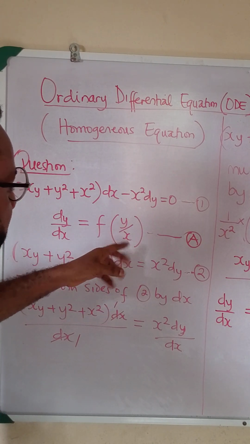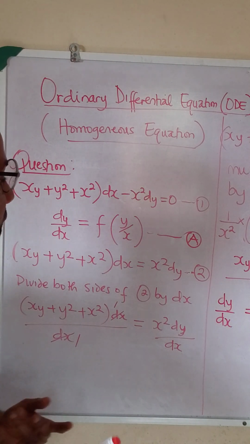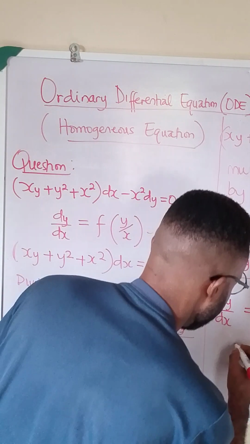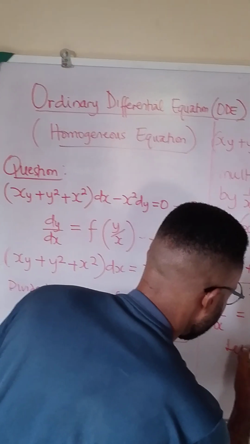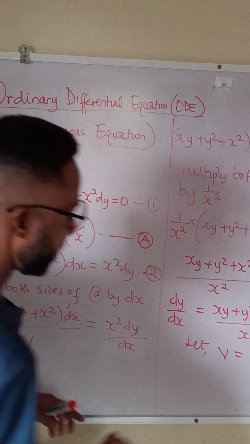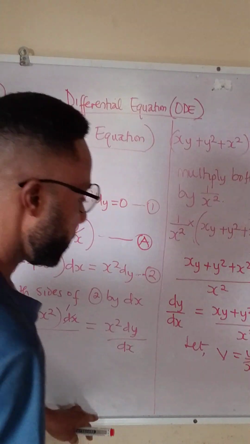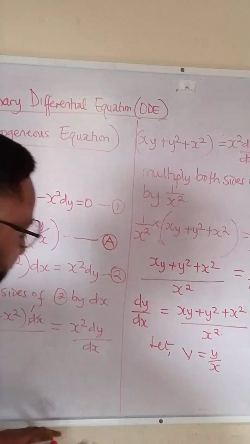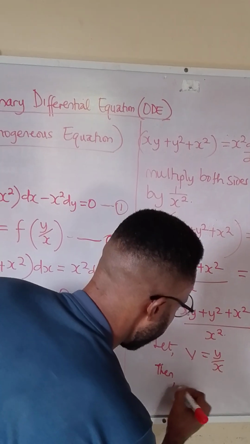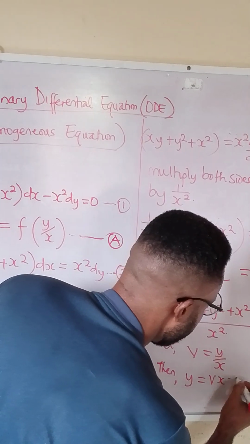So we will definitely make a substitution at this point so that it will enable us to solve our question. So at this point we can say, let v equal to y over x here. Now let v equal to y over x. And so if v equals y over x, then if you cross multiply, your y will be equal to vx. This is very important.